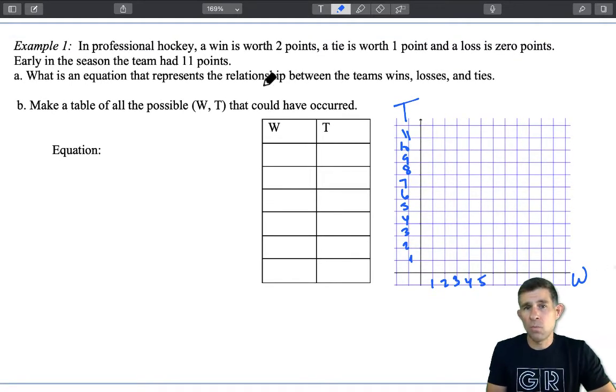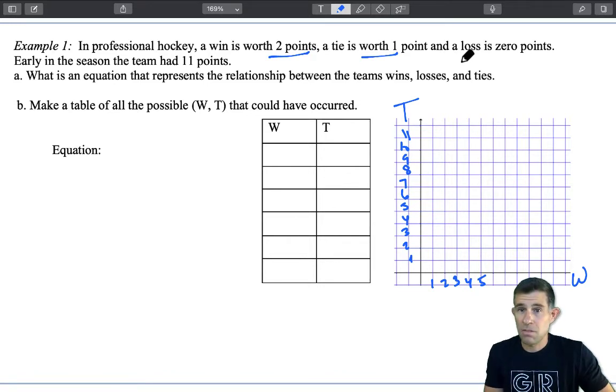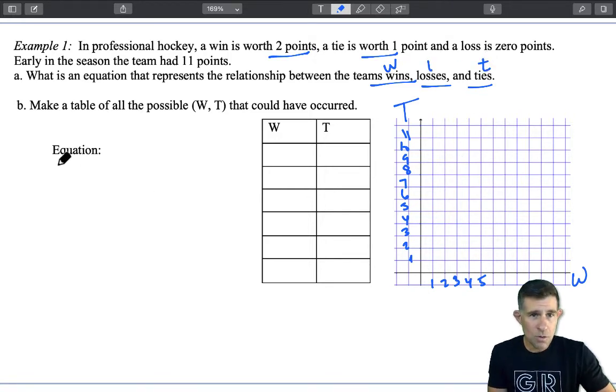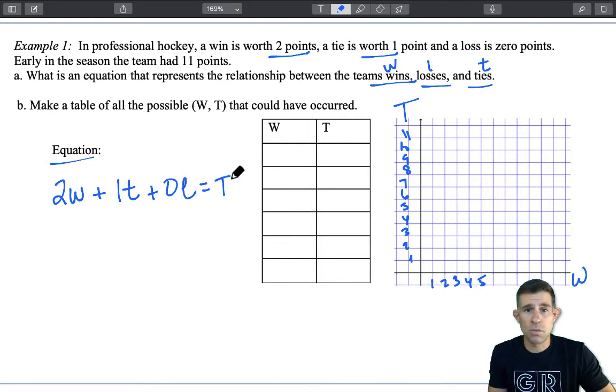In professional hockey, a win is worth 2 points, a tie is worth 1 point, and losses are worth 0 points, which makes sense. Early in the season, our team has 11 total points. We want to write an equation that represents the relationship between the team wins, losses, and ties. So we're going to let W equal wins, L equal losses, and T equal ties. So an equation for this might look something like this: 2 points for every win, plus 1 point for every tie, plus 0 points for every loss is going to be equal to the total number of points.